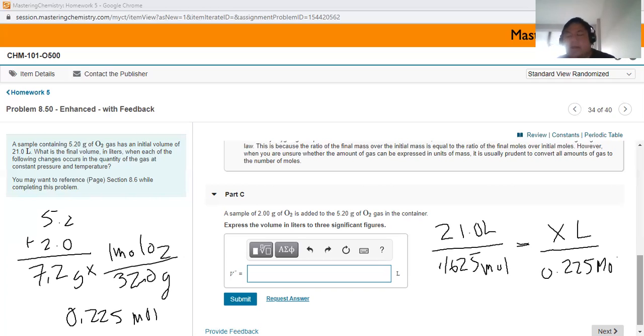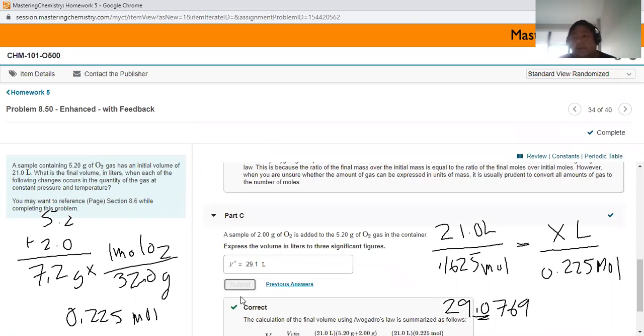So again, I just multiply the left side by this 0.225. So that times 21 divided by 0.1625, and I get 29.0769. Again, with 3 sig figs, that 0 is going to round up to a 1. So this should be 29.1 liters. So let's go ahead and put that in. Hopefully that is correct. And yes, that's how you do it. The big thing here is to make sure you are properly converting from grams to moles.